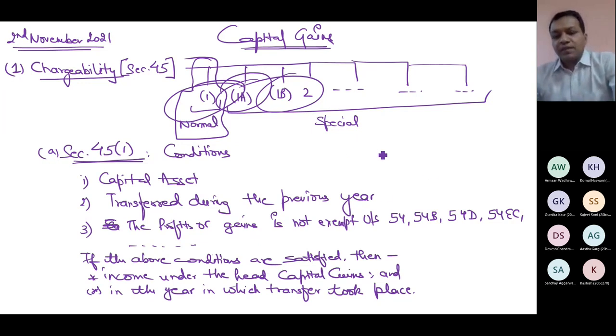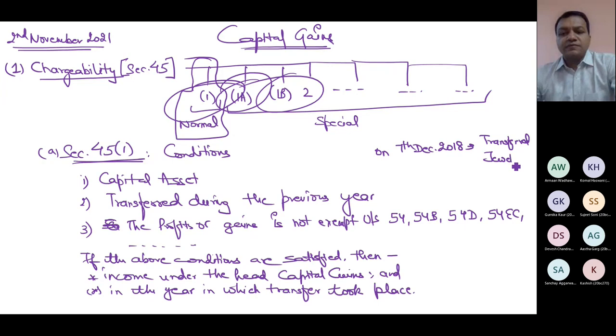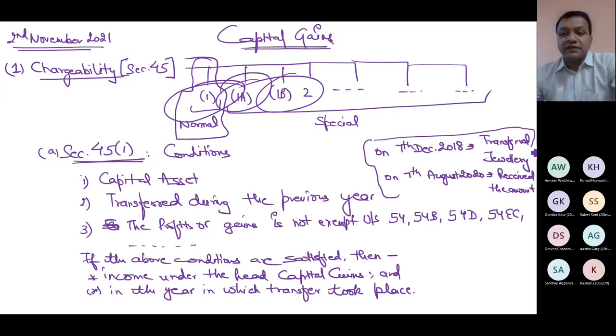Now, for example, on 7th December 2018, I transferred jewelry to someone, but he has not given me the amount on 7th December 18. On 7th August 2020, I received the amount. Now, do remember, it is a little bit confusing example.